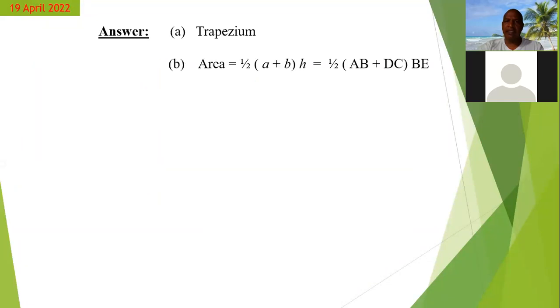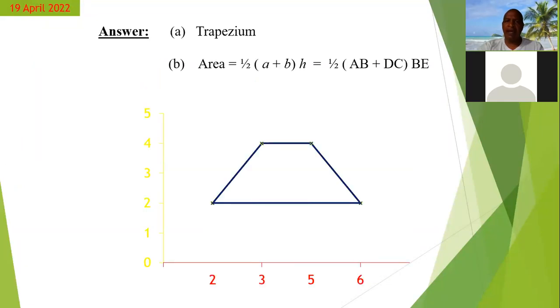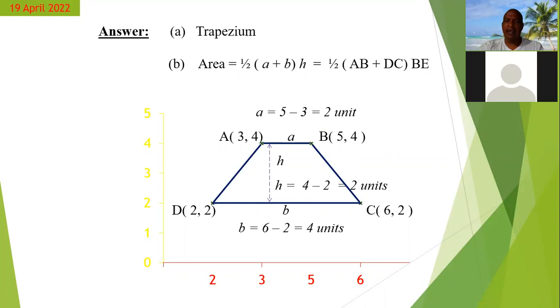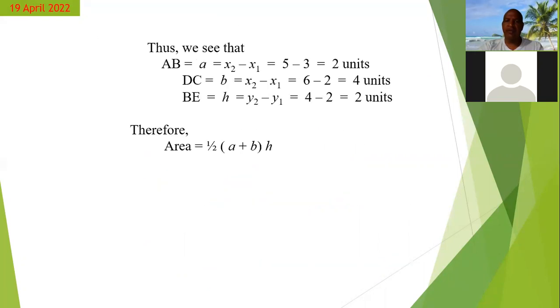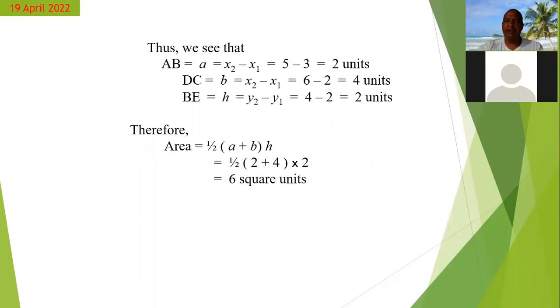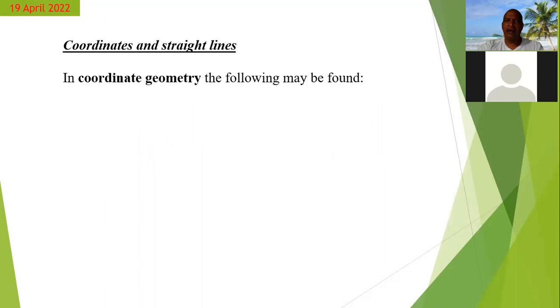So we say that, having calculated the height and the values for A and B, then we can put those values in the formula, and then we do our calculation and we get 6 square units. All right, moving along, we're now going to be looking at coordinates and straight lines.